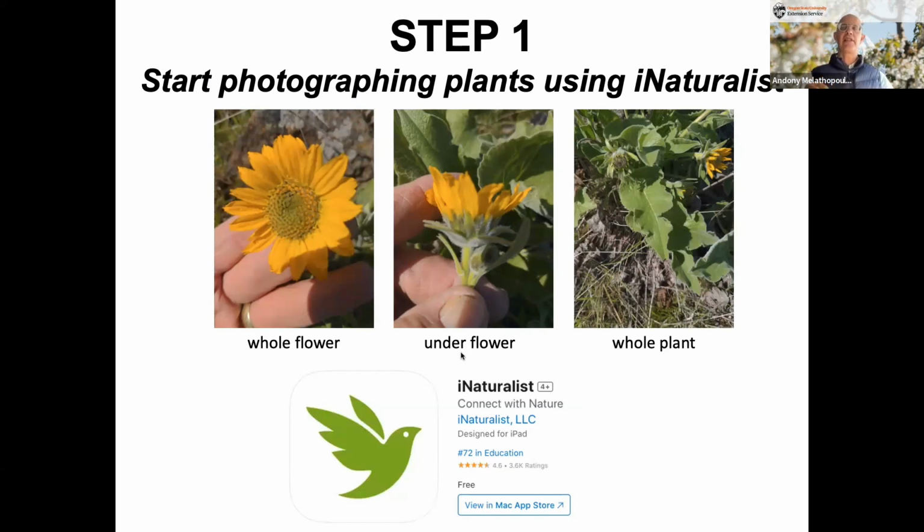When you go into iNaturalist, it'll then ask you, do you want the computer algorithm to guess what the flower is? It'll give you some suggestions. And then if you know roughly what it is, you think, I know this is a balsam root, but I don't know which one, you can select that and it'll populate it.